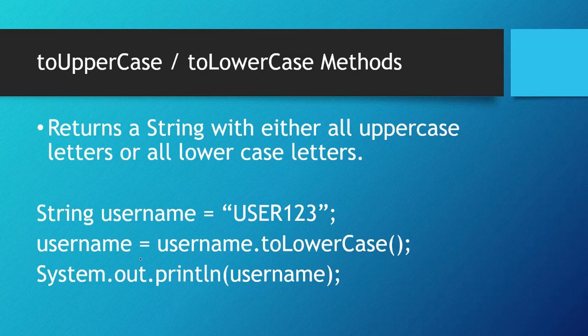One other one that's on here is toUpperCase and toLowerCase. This is going to return a string with all uppercase letters or all lowercase letters. So I got username equals user123. I say username dot toLowerCase. That's going to give you user123, all in lowercase. Now, if I wanted to do toUpperCase, it would do the same thing. In this case, it wouldn't work.